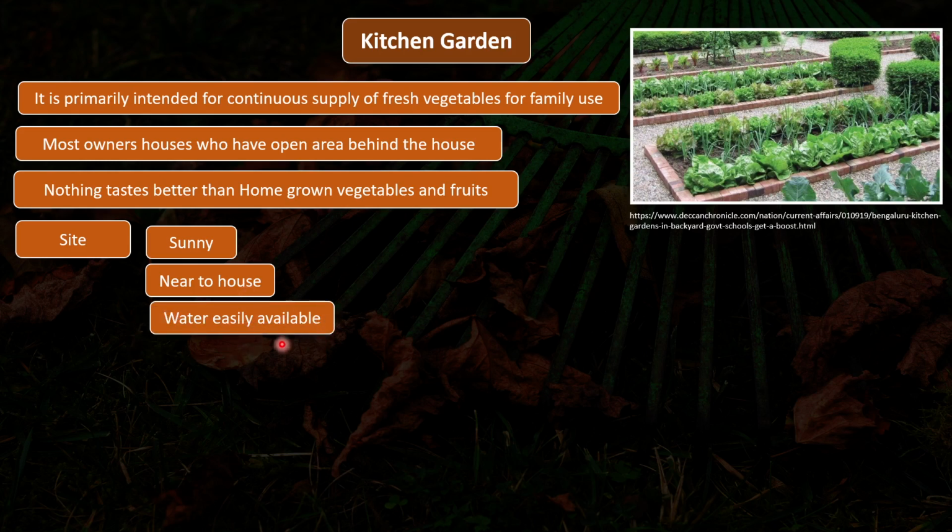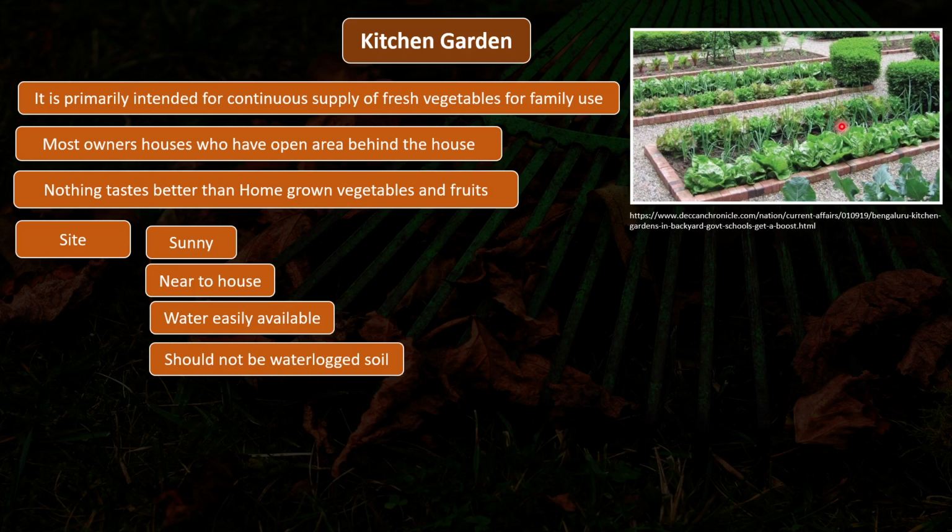Okay, a kitchen garden is a place where water should be easily available, because daily you have to provide irrigation, you have to provide water. So make sure that nearby you have good water facilities. And of course, it should not be waterlogged soil. Whatever soil you use for the kitchen garden, it should not be waterlogged.